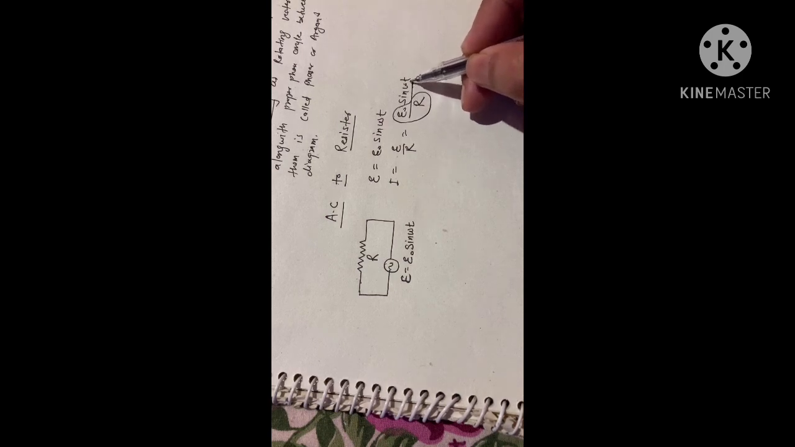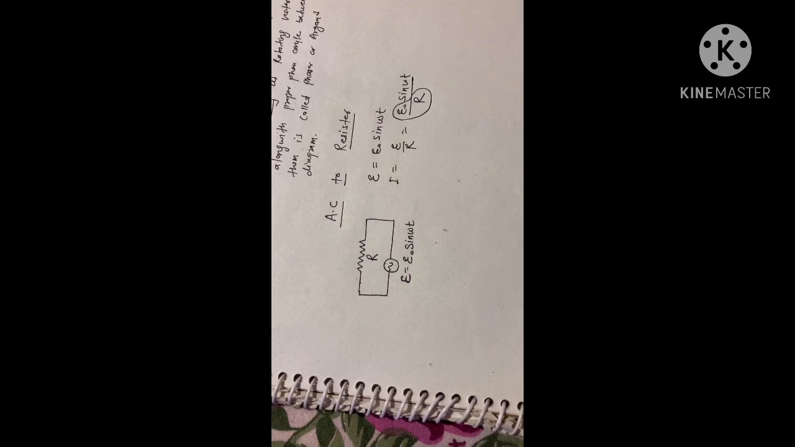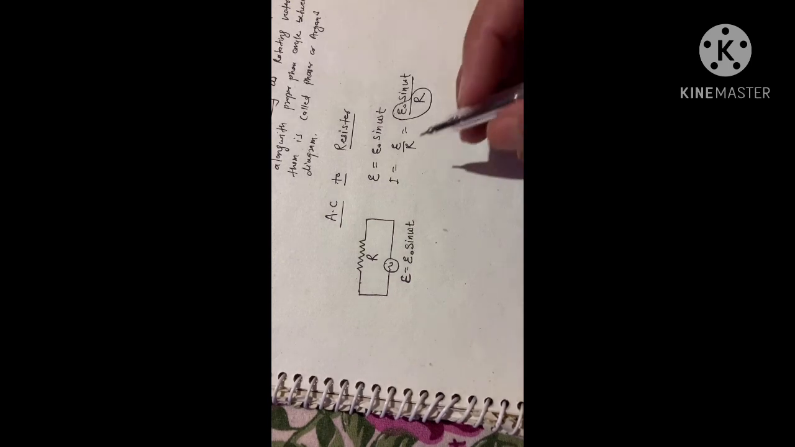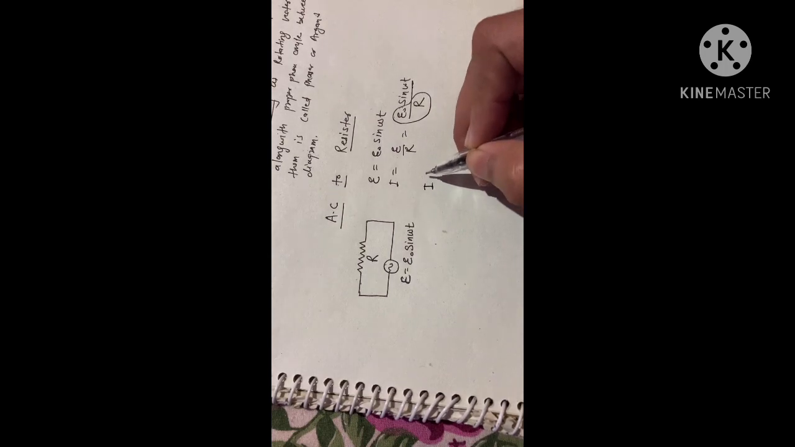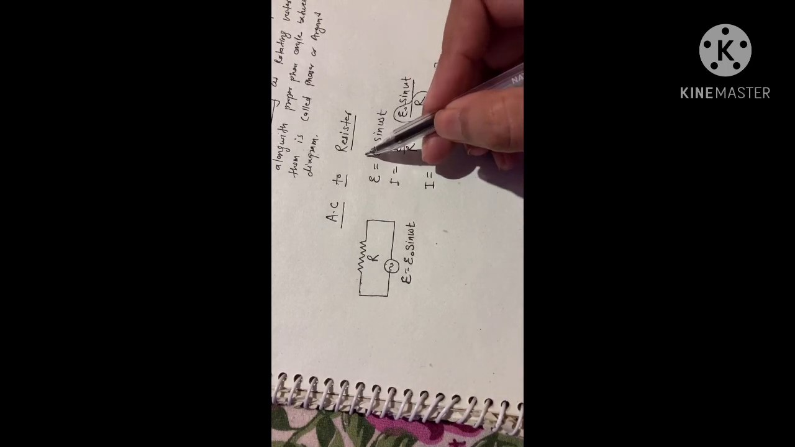So when omega t or theta is 90, you get the maximum value of current, which we call the peak value of current. So I is equal to I0 sine omega t, where I0 is equal to E0 by R. Look at the peak value of EMF, E0, and the peak value of current I0, which is nothing but E0 by R. It means the peak value of current is less than the peak value of EMF. While plotting, we have to take care of this concept.